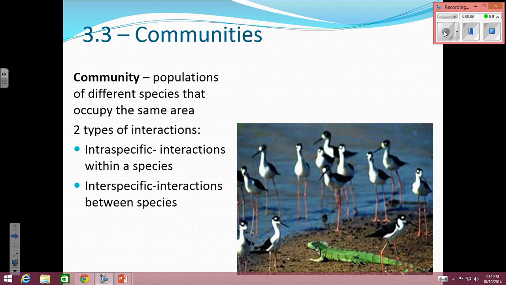Section 3.3, communities. A community is populations of different species that occupy the same area. And there's two types of interactions within a community. They're either intraspecific, interactions within a species, or they're interspecific, so interactions between species, so species to species. Intra is within a species, and inter is species to species.